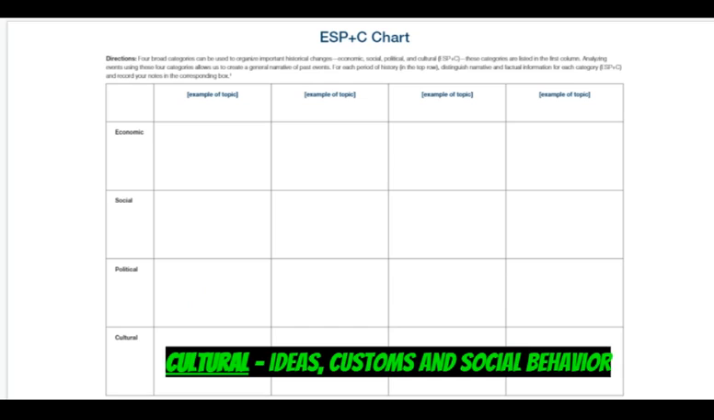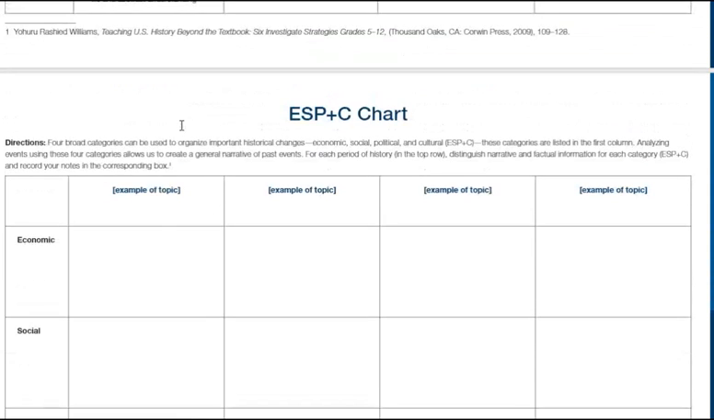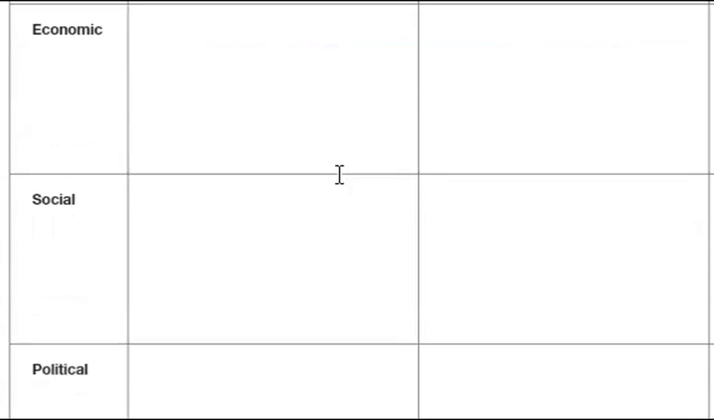And finally, we have culture. I know you may have seen economic, social, political, but cultural is probably a new step. Cultural is what everyone does. It's people's ideas, their customs. How do people behave? How do they get along with each other? What do people do with each other? How do people act with each other? So when you do all of that, you're going to come up with ESP plus C, economic, social, political, right? Plus cultural.